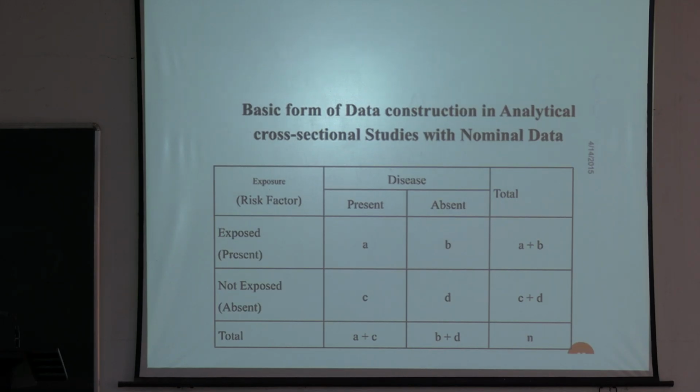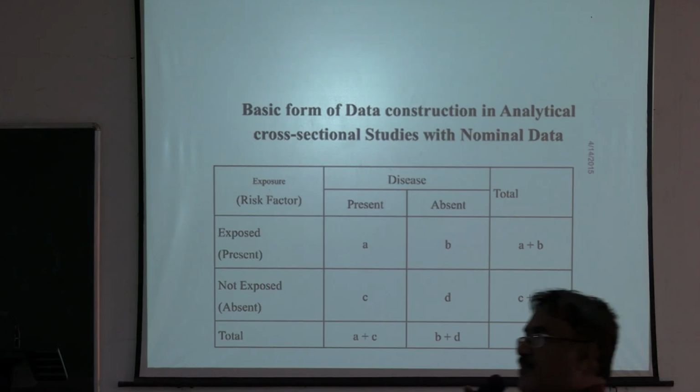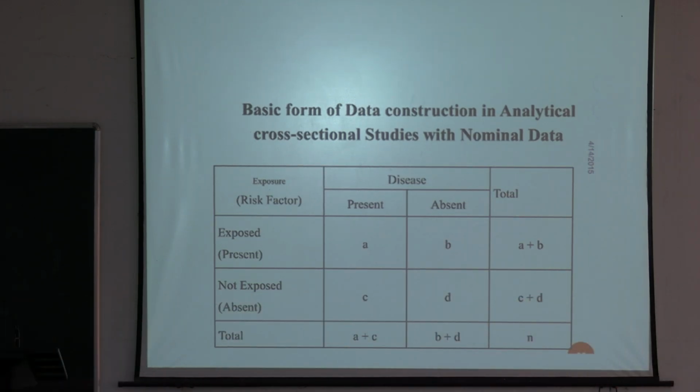Okay. How many are exposed to the risk factor but do not have the disease? C or D? No, is it B? Exposed to the risk factor but do not have the disease. B. Okay, so this part is clear. So the total number of people who are exposed to the risk factor, how much is it?